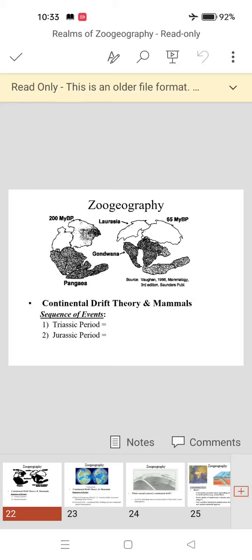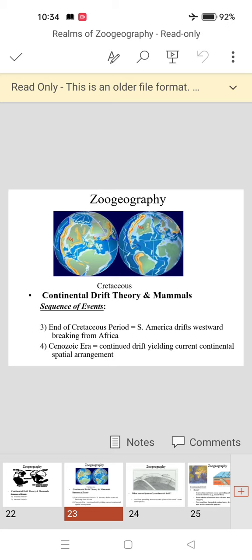Hello students, we are again starting this continued topic on zoogeography. In the last lecture we saw the value of zoogeography for the environment and its importance. Zoogeography is basically divided into five to six types, and they are important with their environment. So you can see this, they are important for the continental drift theory and mammals.